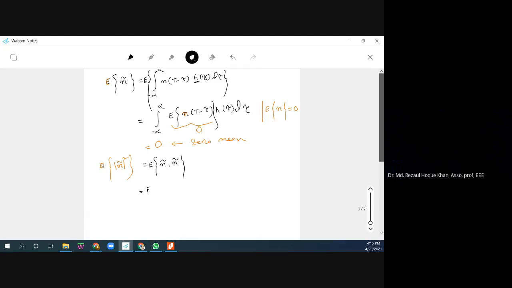So we can write the expected value of the integral from minus infinity to plus infinity of n tilde(t − τ) h(τ) dτ, multiplied by itself again. Here, instead of writing τ, we will write τ tilde, because τ is a variable. Just to distinguish one from the other, we write it as τ tilde, so h(τ tilde) d τ tilde, closing the bracket.